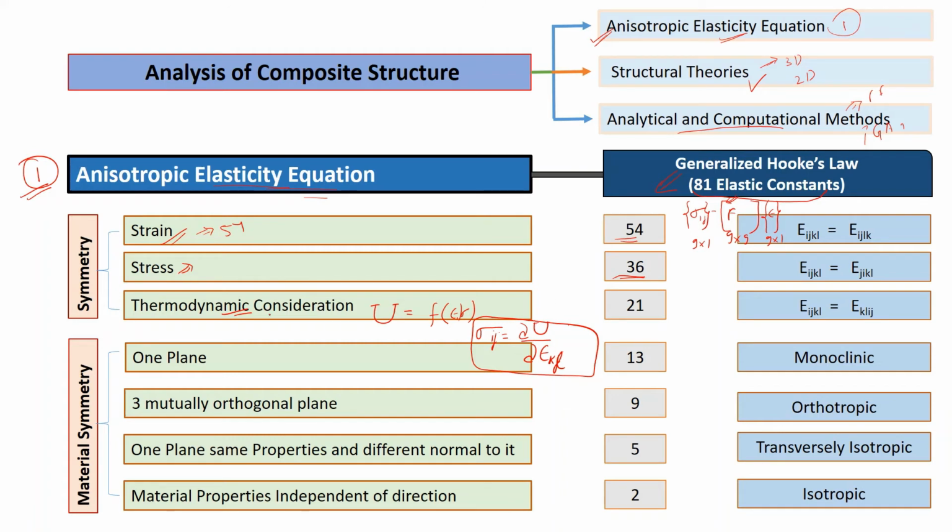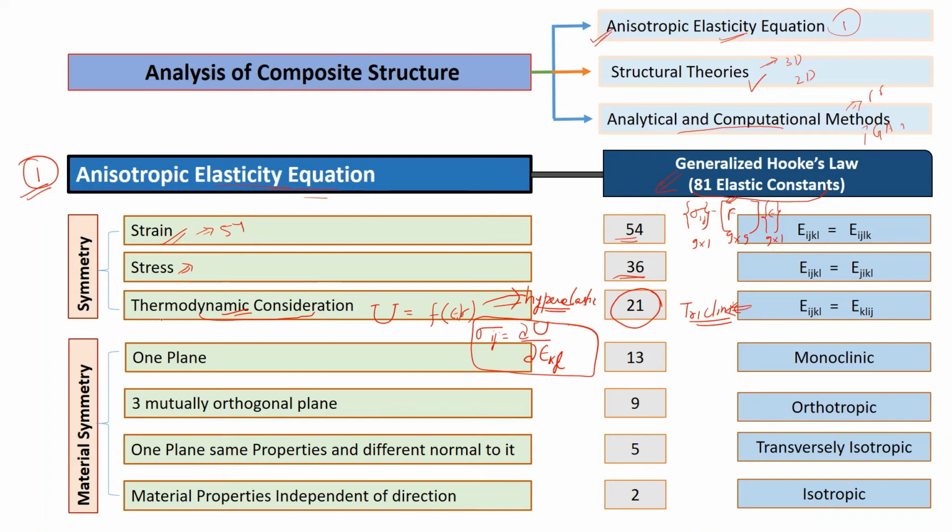Therefore, from this thermodynamic consideration of strain energy, which is due to the hyperelastic property of the material, we take advantage of it. From there, further reduction occurs, and the elastic constants become 21. This is the general anisotropy, also called a triclinic material, which has 21 elastic constants.